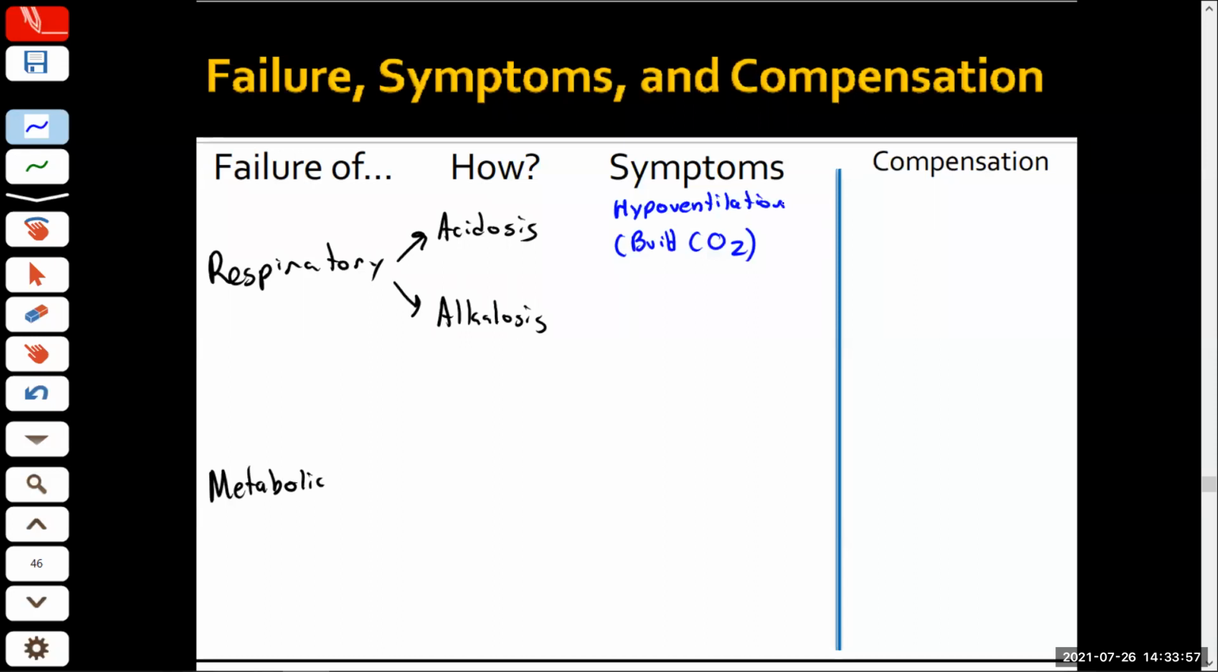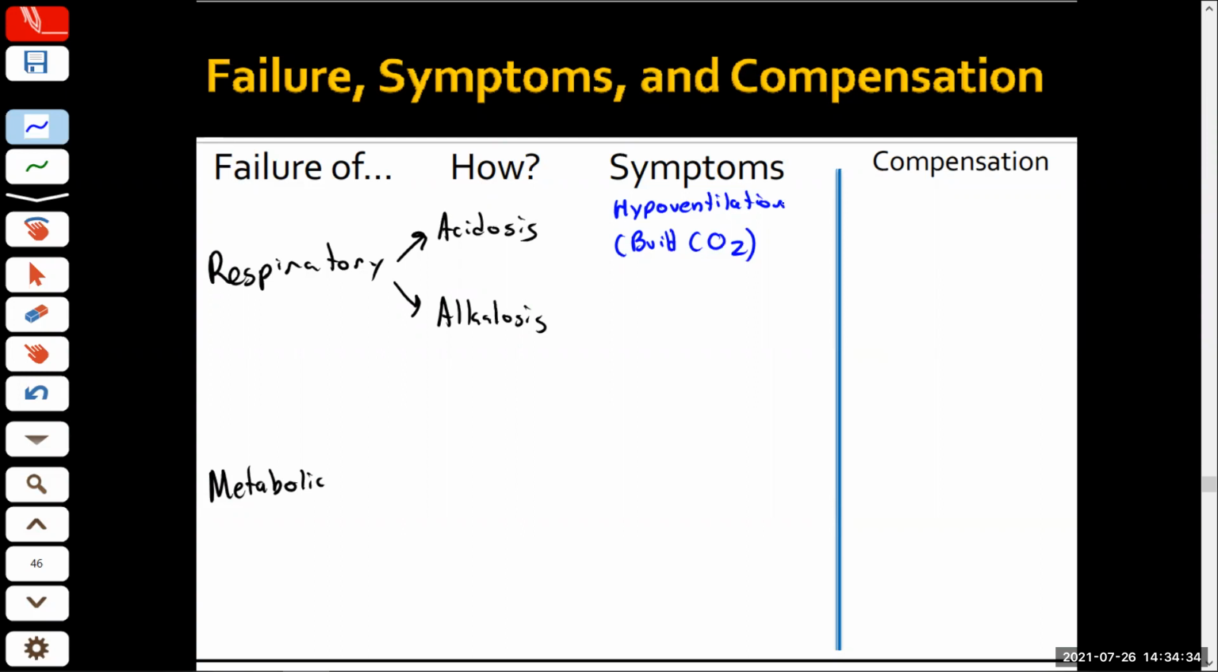Somebody who's hypoventilating, let's just say, somebody had a fun night, way too much heroin. Drug overdose. Yeah. The heroin is suppressing their central nervous system, causing their lungs to hypoventilate. They're building up CO2. So in a patient with respiratory acidosis, what symptom should you expect? Low respiratory rate, maybe low oxygen saturation, hypoventilation.